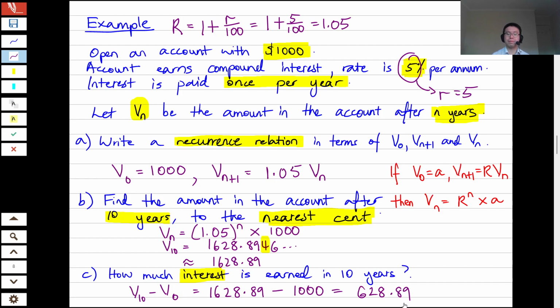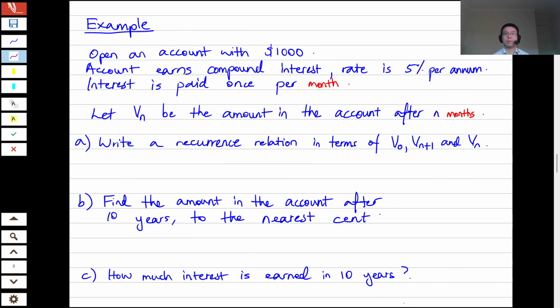Okay. Let's do one more example, and then we'll be done. Okay, here we go. You'll notice this question is almost identical. So we start off with $1,000.